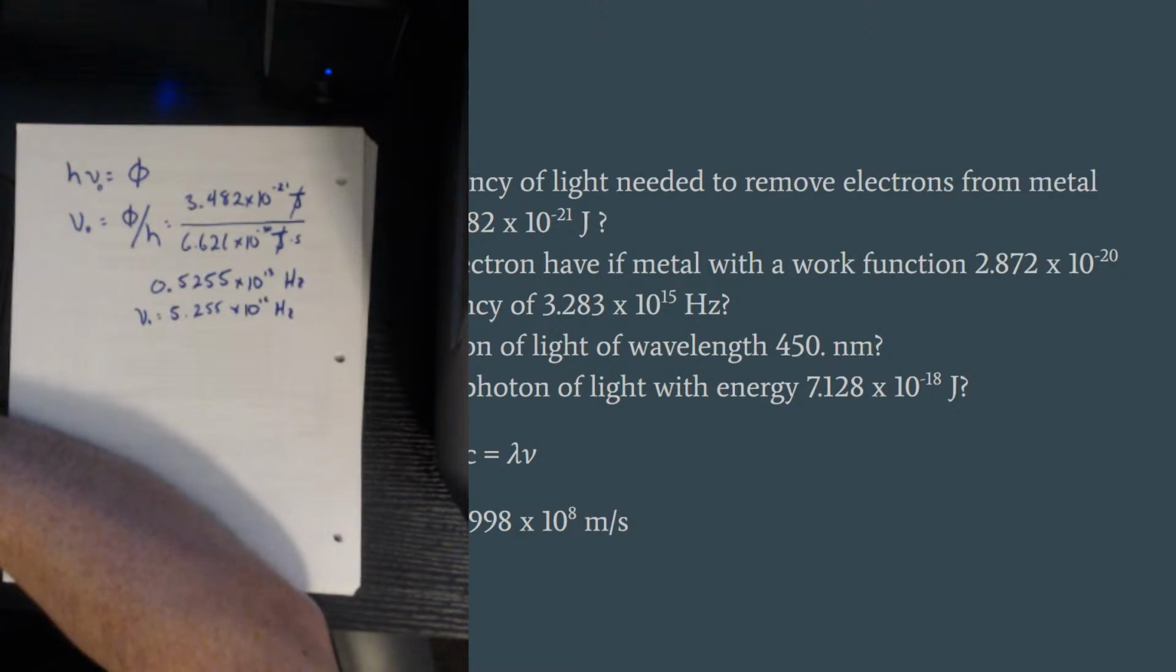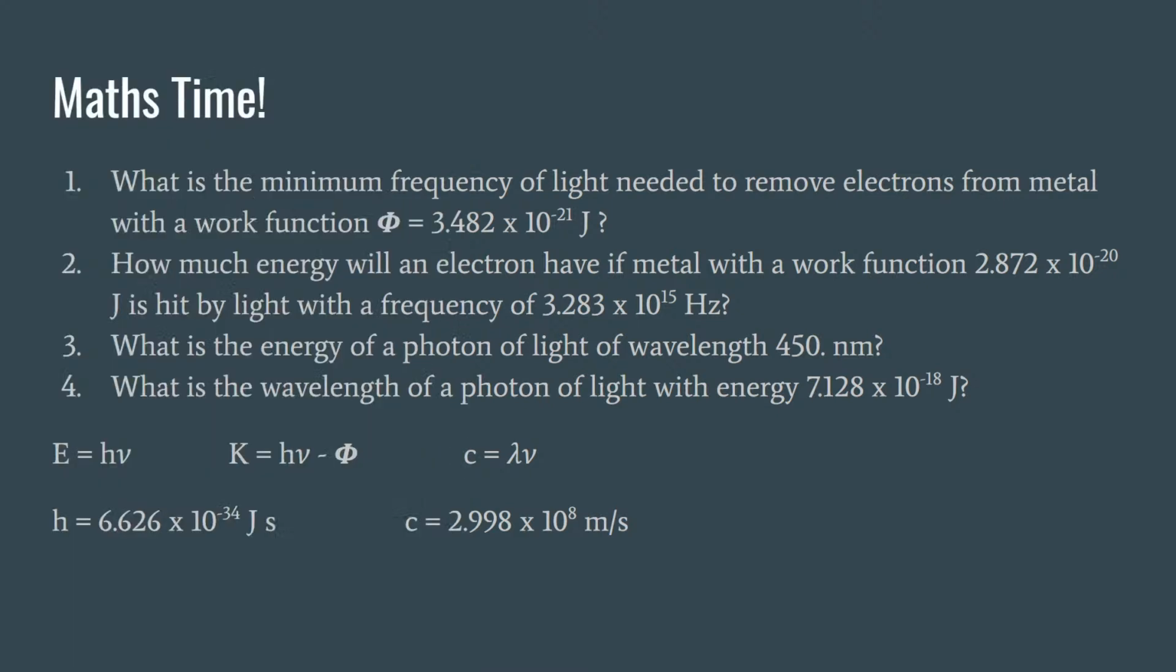Okay, second problem here. How much energy will an electron have if an electron could have energy, if metal with a work function 2.872 times 10 to the negative 20th joules is hit by light with a frequency of 3.283 times 10 to the 15th hertz. Okay. In this case, we're dealing more straightforwardly with the second equation here. Energy of the electron is equal to h nu minus phi.